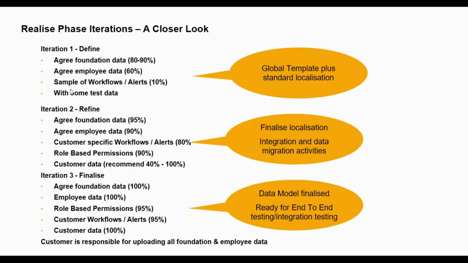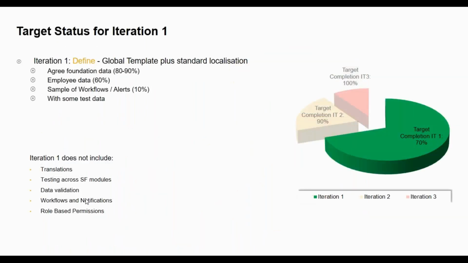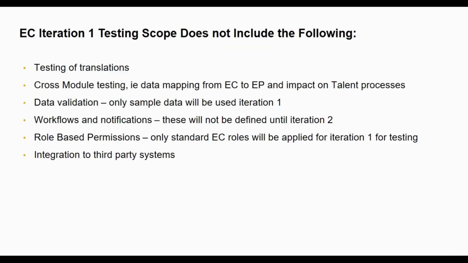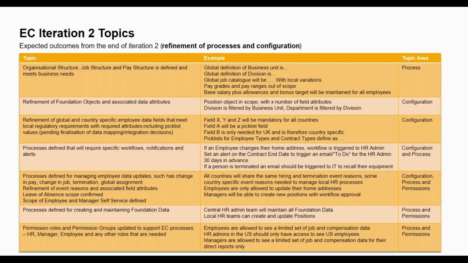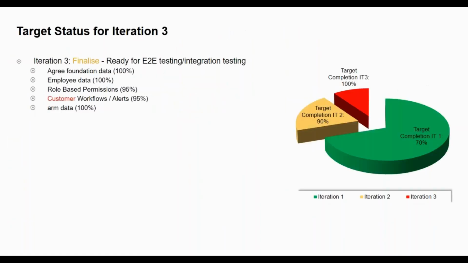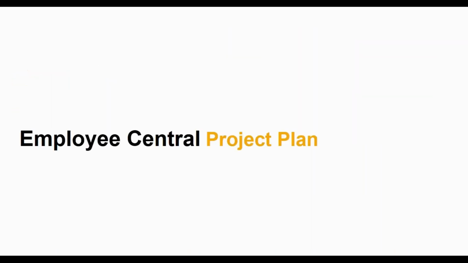So the first iteration is called define. Second iteration is refine, and third iteration is finalize. So in the second iteration, you'll complete the foundation data, you'll complete the employee data, and you'll start working on the permissioning part and on the workflows. Okay, so these are completed in the third iteration. Again, each of those iterations is explained in detail. Okay, this is iteration 3.